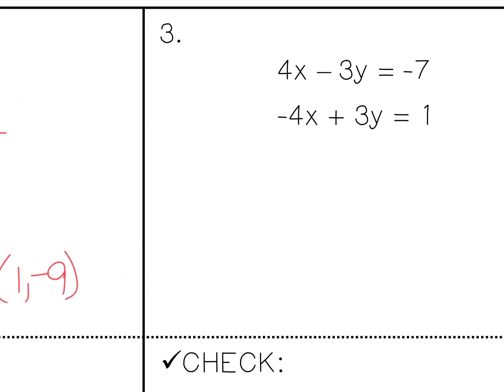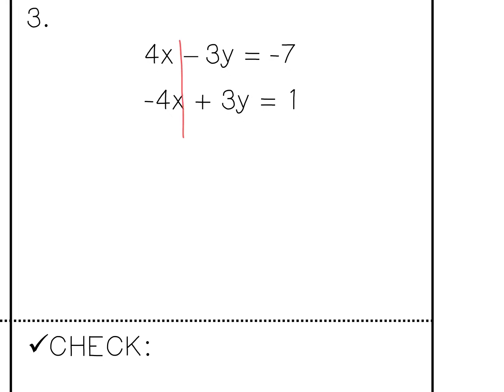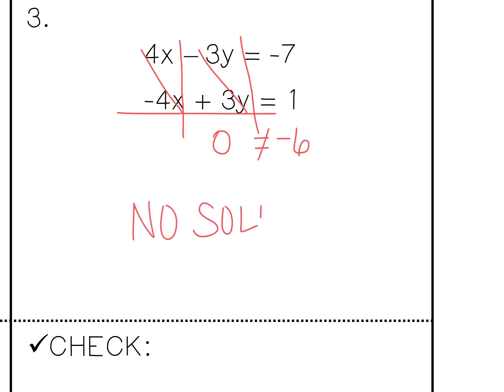This last one, notice that our x's and our y's cancel. So really I get 0. I have nothing left on the left, and I have a negative 6 on the right. We've talked about this. 0 doesn't ever equal negative 6. So this is going to be a no solution. If we change these to y equals, they would be parallel. So there's no numbers we can put for x and y and get a true statement for both equations.